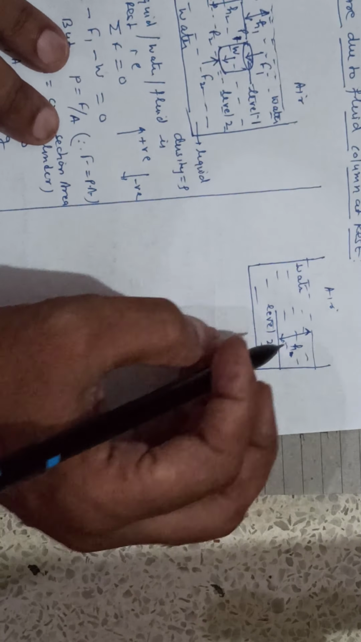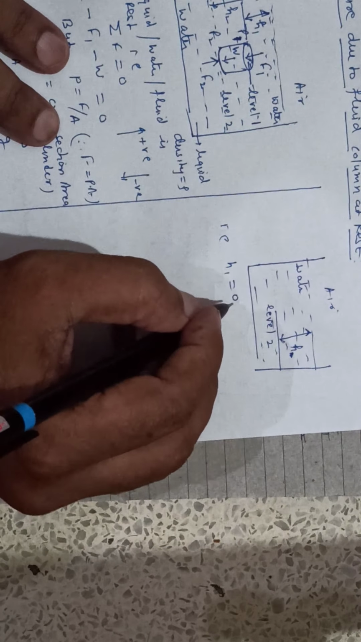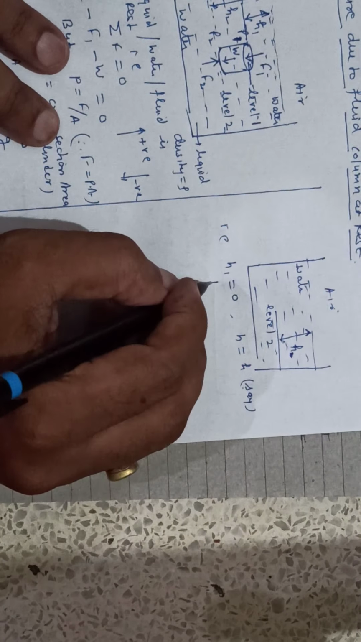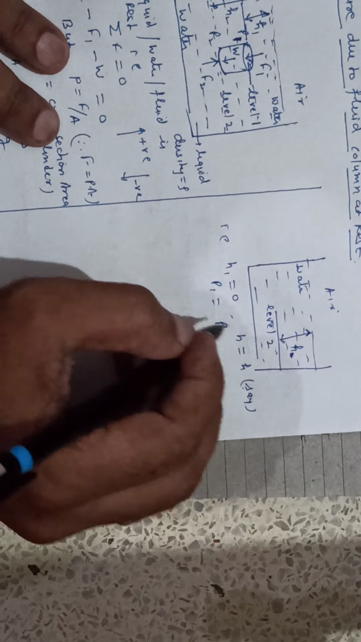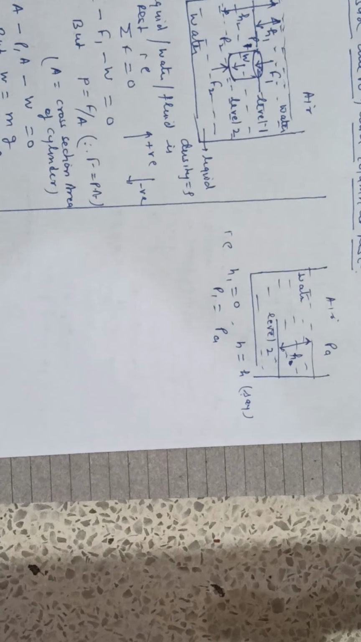So that is, H1 becomes 0, S2 is equal to H, and P1 becomes atmospheric pressure, that is P_A, because there is no depth for phase 1 level 1. Level 1 is at H1 equal to 0, that is, the height of level 1 is 0 because it is at the surface of the liquid.